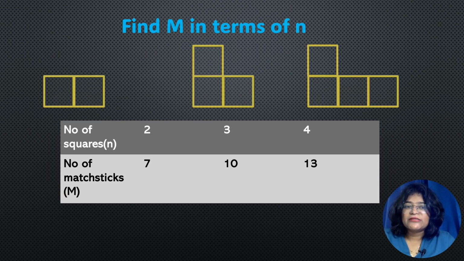Let's find m in terms of n. Now this is the pattern and this is what we find from it. For 2 squares, we use 7 matchsticks. For 3 squares, we use 10 matchsticks. For 4 squares, we use 13 matchsticks. So find m in terms of n. m is equal to 3 times n plus 1. That is, 3 into 2 is 6, plus 1 will give you 7. 3 into 3 is 9, plus 1 will give you 10. 3 into 4 is 12, plus 1 will give you 13.